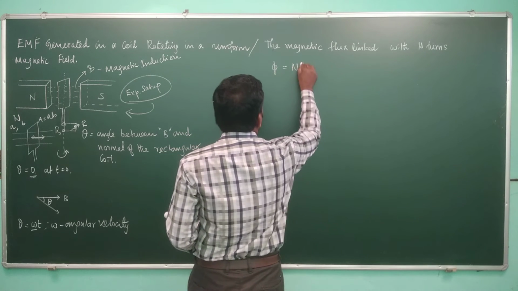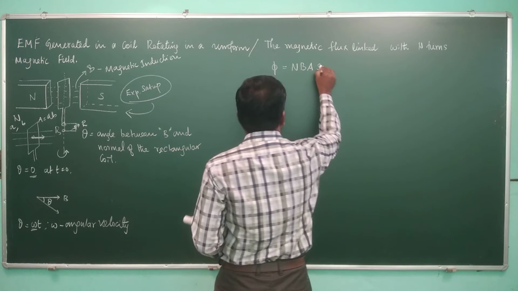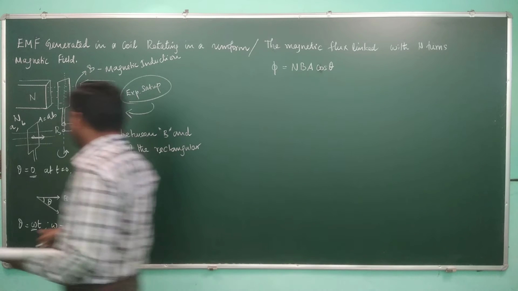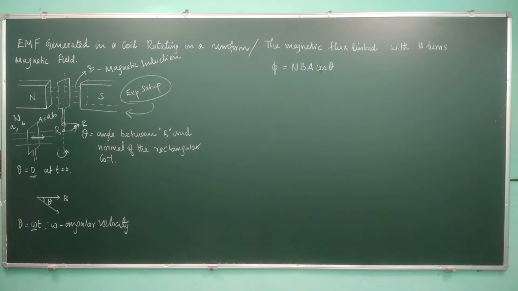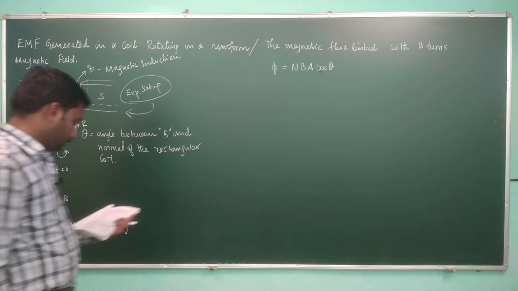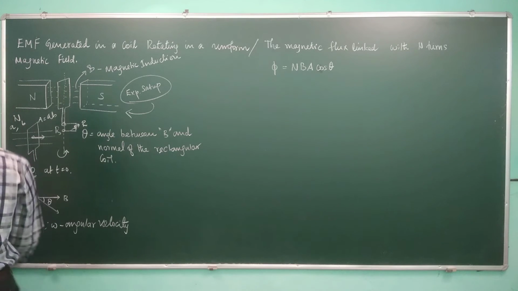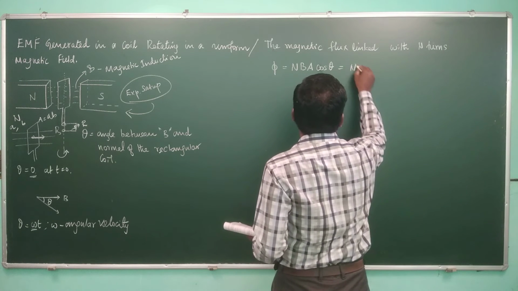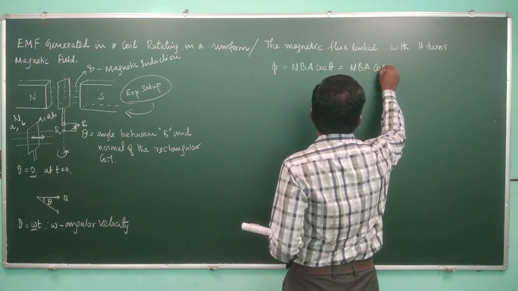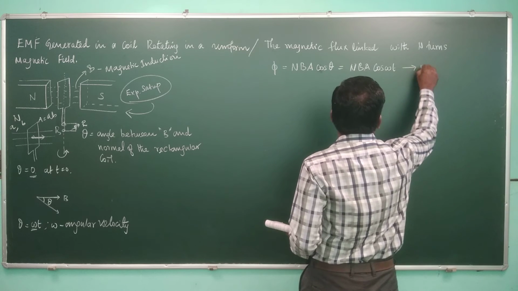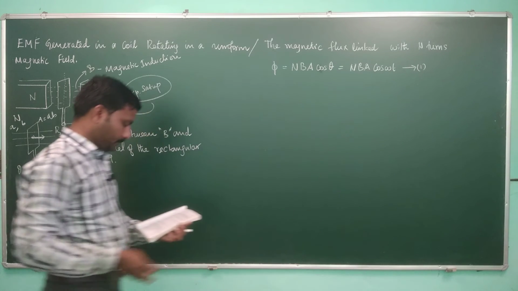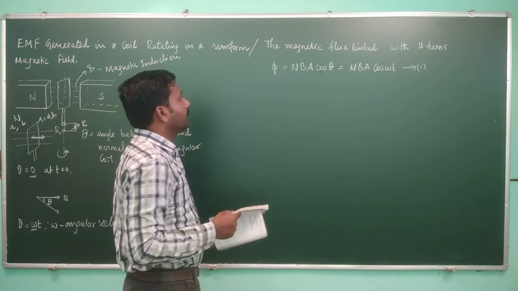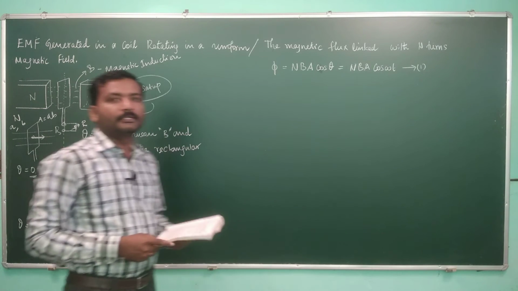phi, that is equal to NBA cos theta. Theta is this value. And we said theta is equal to omega t, so we can replace this as NBA cos omega t. You can write this as equation number 1, where A is the area, which is the product of A and B, N is the number of turns in the coil, and B is the magnetic field.